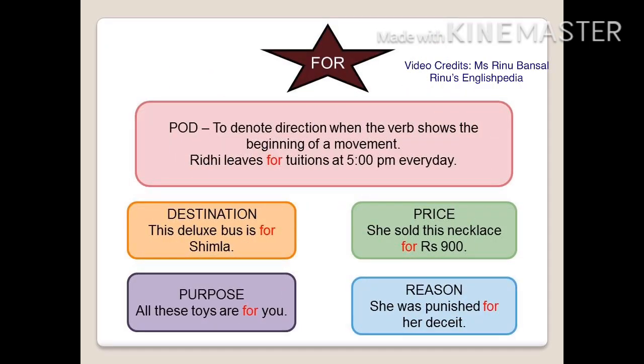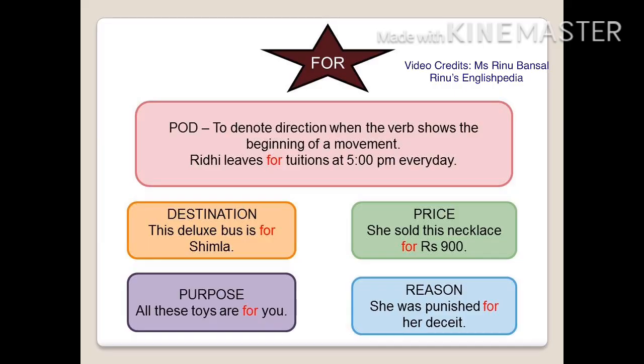In a broader manner, for is used as a preposition of direction. It denotes the direction when the verb shows the beginning of a movement. For example, Rudy leaves for tuitions at 5 p.m. every day. It is used to show the destination. For example, this deluxe bus is for Shimla. It is also used to denote the price. For example, she sold this necklace for rupees 900.